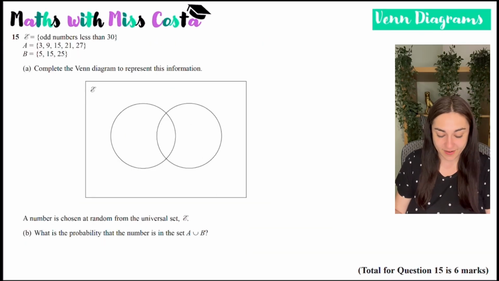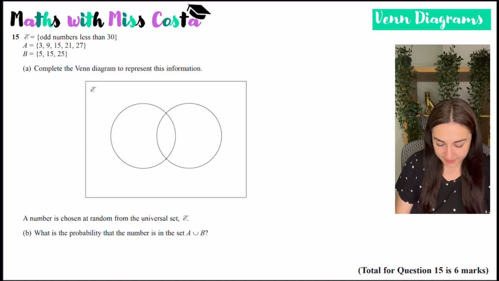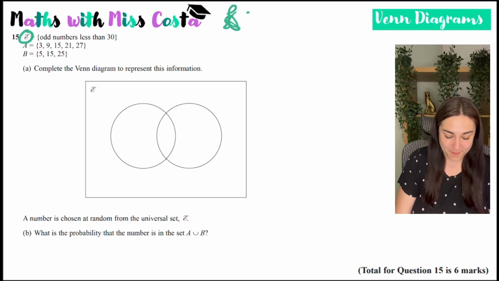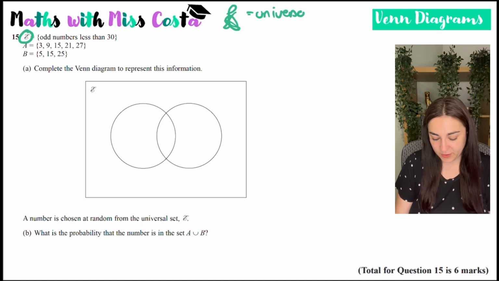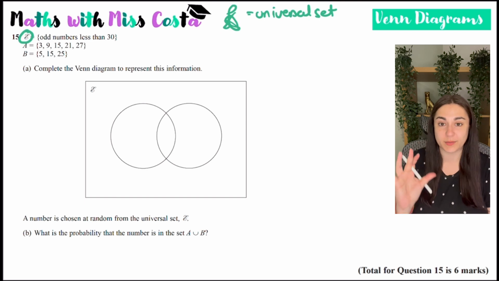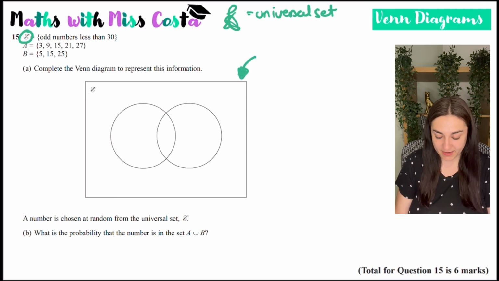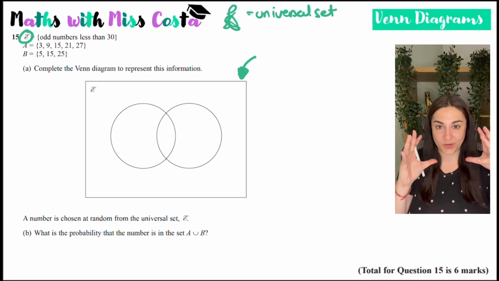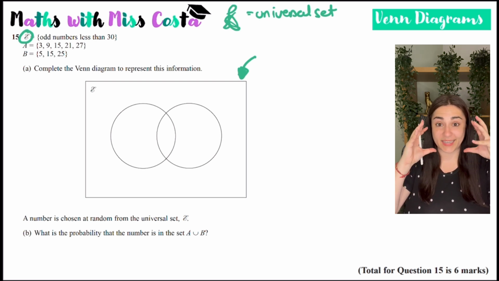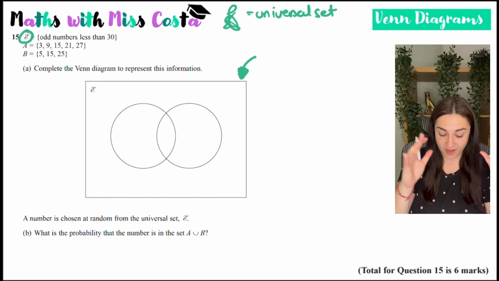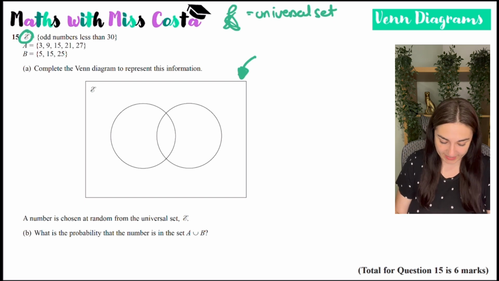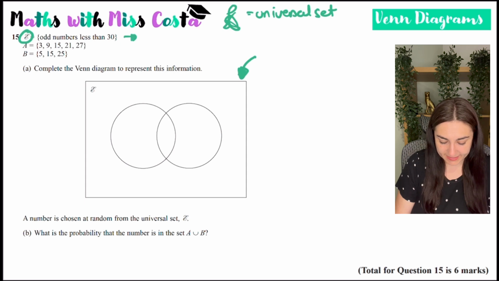Okay, so here I've got a Venn diagram. Now this funny little symbol that I can never seem to recreate, it means the universal set. So all that means is every possible number that could appear inside my Venn diagram. So we can think of the Venn diagram as your little universe. The only things that exist in this particular universe are the numbers that are in the universal set. So all of the numbers in the universal set are odd numbers less than 30.